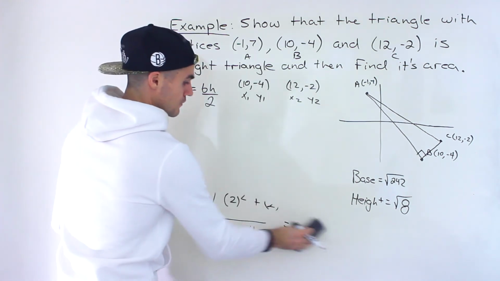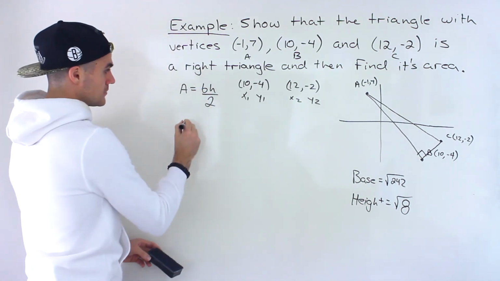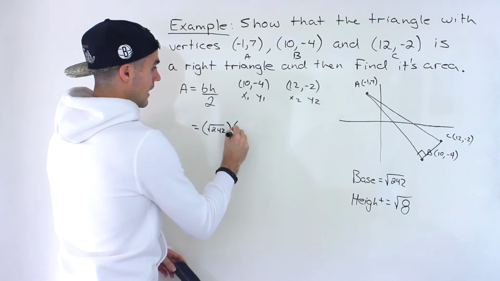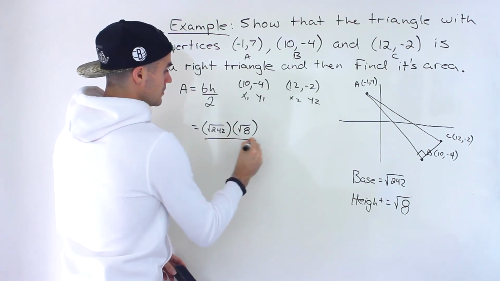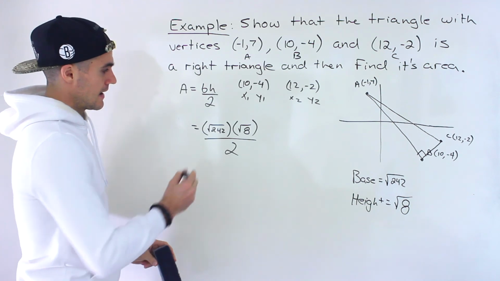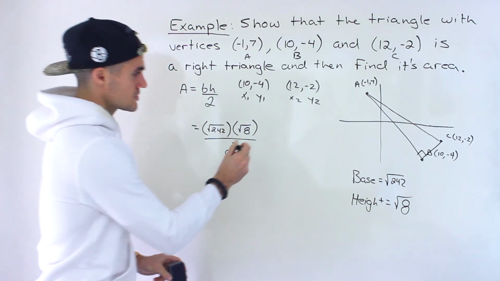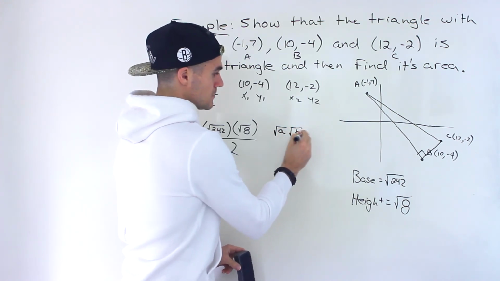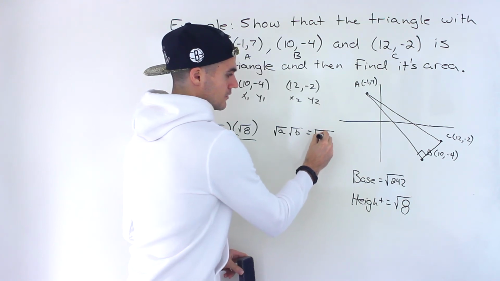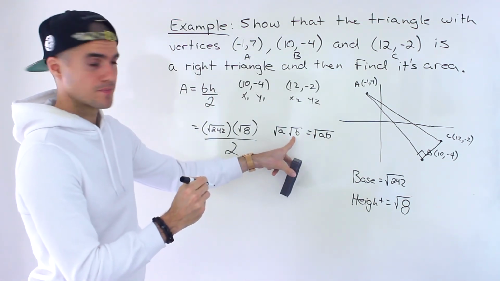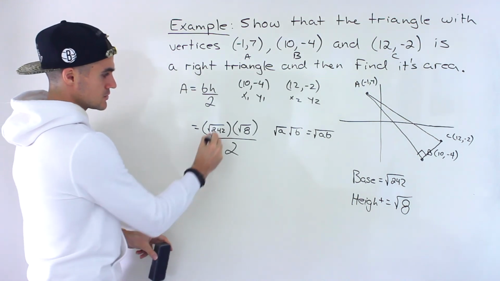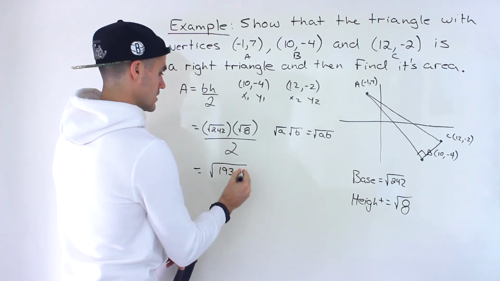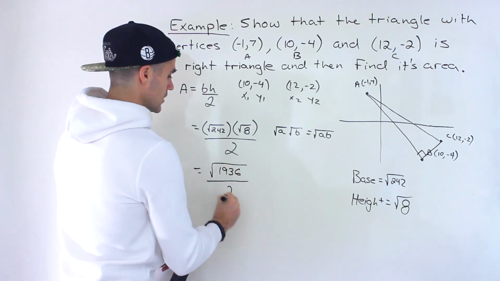So now that we have those two lengths, we just plug them into the formula. So we'll have the base, which is root 242, and then the height, which is root 8, and then we're going to be dividing that by 2. Now, as a general rule, if you have the square root of A times the square root of B, you could put them both under the square root and just multiply them. So you could take the 242 multiplied by the 8, and that would give you 1,936. That's going to be all over 2.